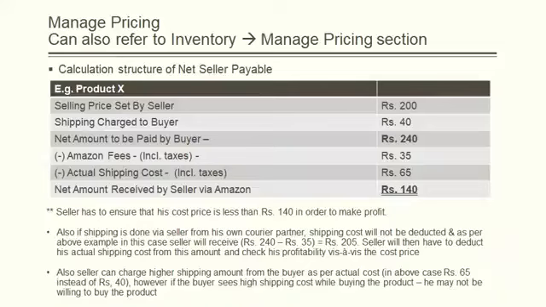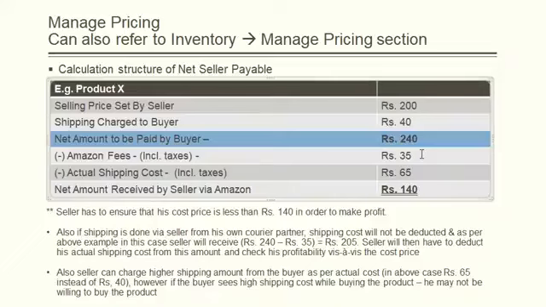So if we just see an example and do a reverse calculation, for example, if we are selling a particular product for 200 rupees and we are charging shipping to the buyer, if it is a merchant fulfilled product, we are charging shipping to the buyer at rupees 40. So the total amount which will be received by Amazon for this particular product would be rupees 250. Out of this 250 rupees, Amazon would further deduct Amazon fees which will include the referral fee and the closing fee and the GST or service tax which will be charged by Amazon.